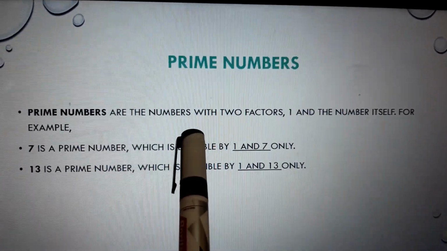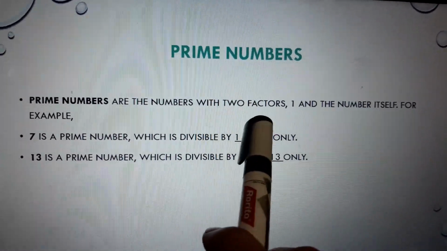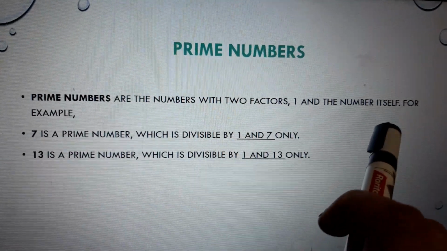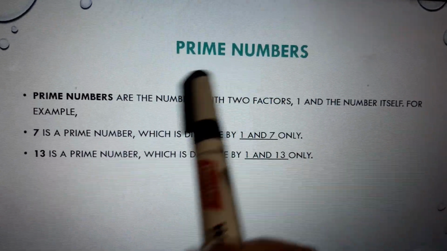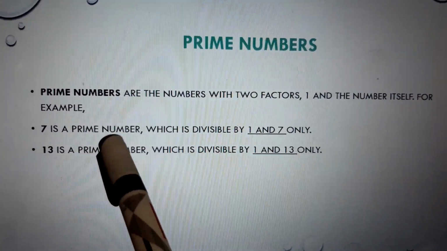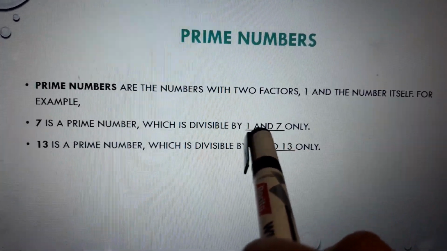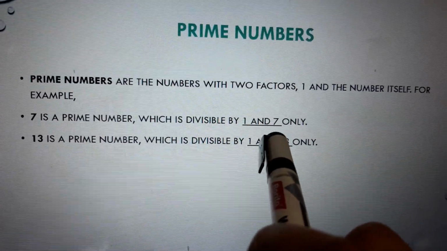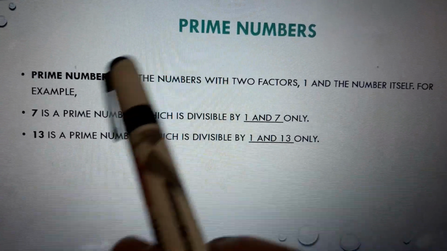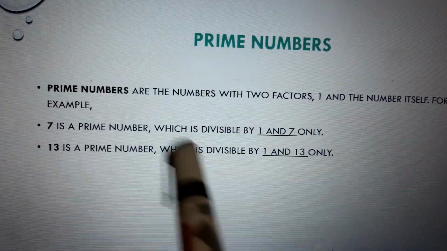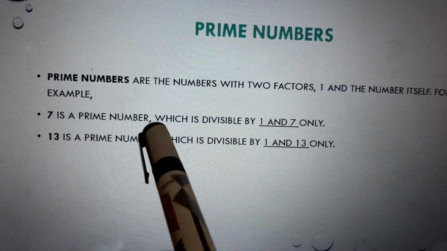Prime numbers are the numbers with only two factors, 1 and the number itself. For example, 7. Now 7 is a number which has only two factors, 1 and 7, because it is divisible by only 1 and 7. No other number can divide 7. It means 7 is a prime number.